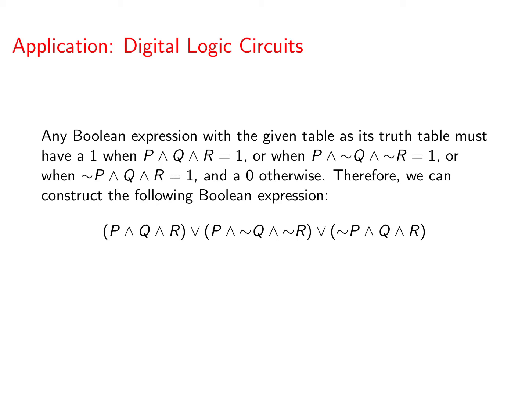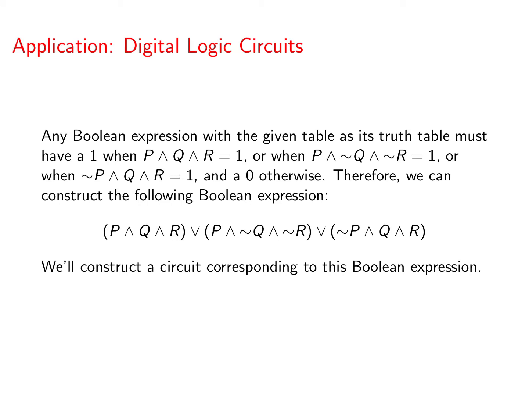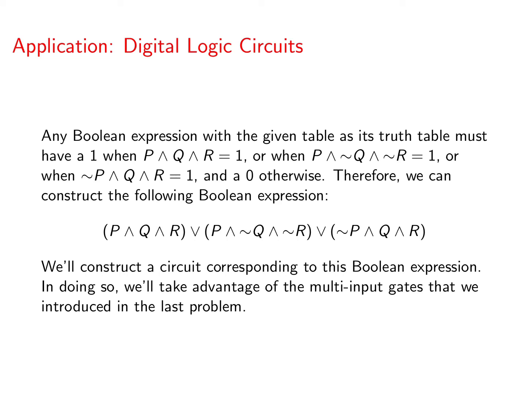Any Boolean expression in this form is called disjunctive normal form. It's also called sum of products form. Now, it's going to be a pretty straightforward thing to construct a circuit corresponding to this Boolean expression. When we do so, we're going to take advantage of the multi-input gates that we introduced in the last problem.